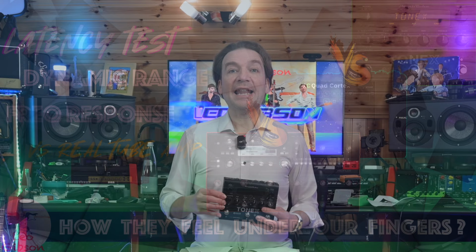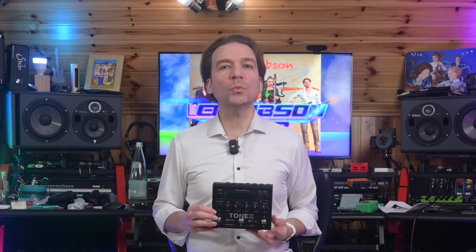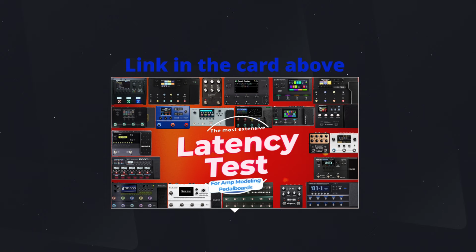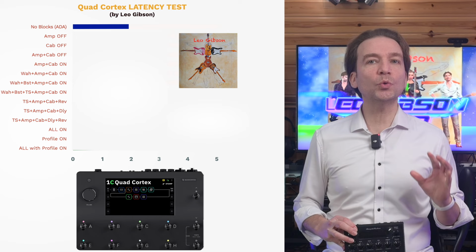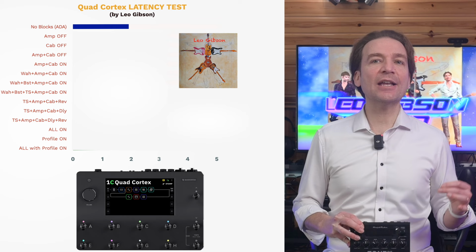Let's start with the latency comparison for the three units, starting with the Quad Cortex. And if you want to better know what is latency and how it affects our playing, please check out the video in the card above. We have an empty chain, I mean no effect blocks inserted, that takes around 2 milliseconds. Therefore, we can deduce that the ADA conversion takes 2 milliseconds.